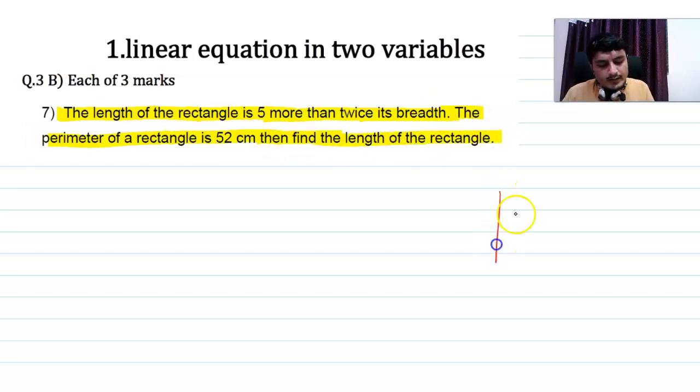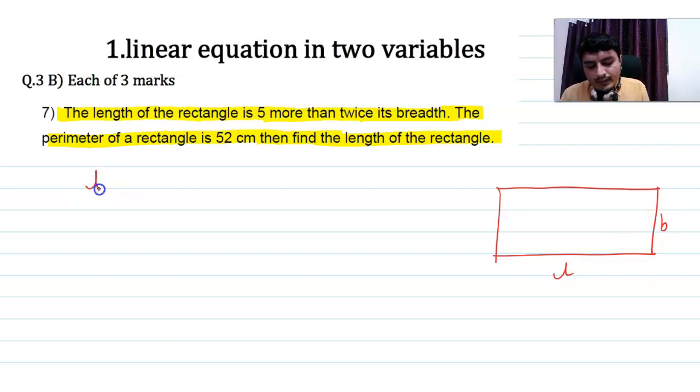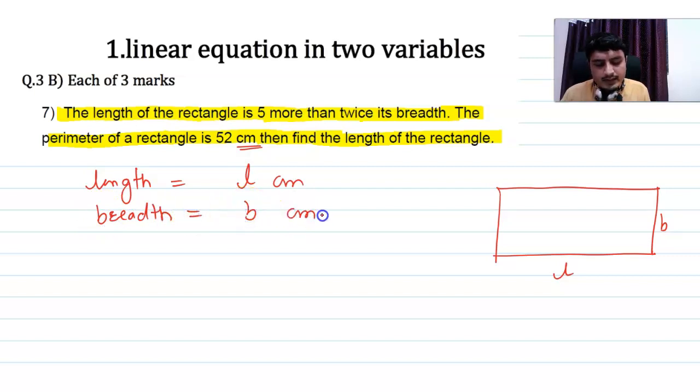Now look at the figure. Suppose we are given a rectangle whose length is L and breadth is B. So I am writing the length of the rectangle equals L. We have the dimensions in centimeters, so L centimeter, and the breadth of the rectangle equals B centimeter.